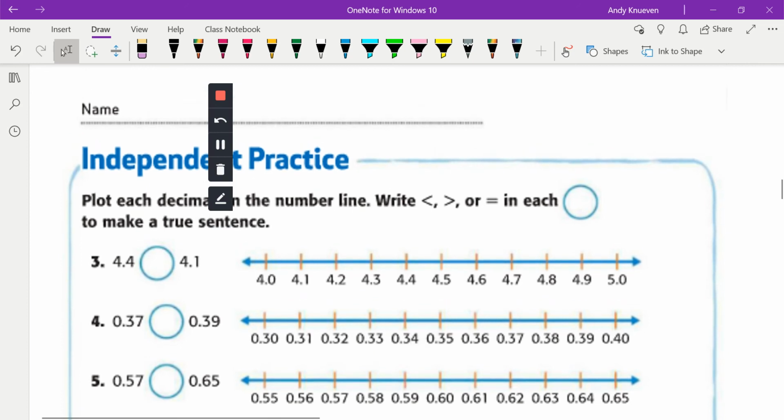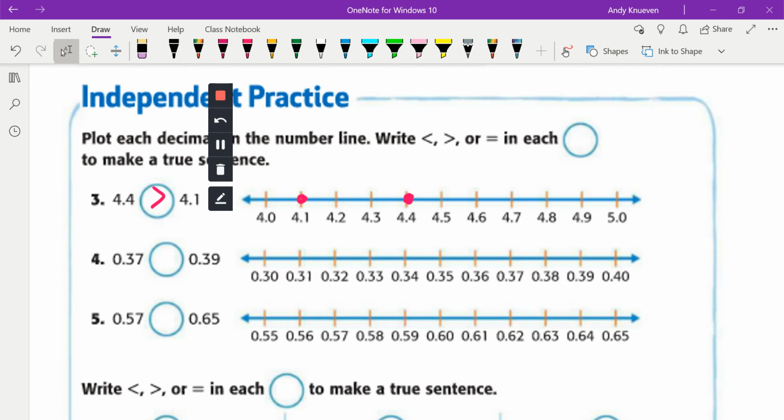So, plot each decimal on the number line and write the inequality sign, less than, greater than, or equal to, in each of the boxes. So 4 and 4 tenths. I'm going to plot a point there, 4 and 4 tenths, and 4 and 1 tenth. Since 4 and 4 tenths is to the right, that means that I'm going to say 4 and 4 tenths is greater than 4 and 1 tenth.